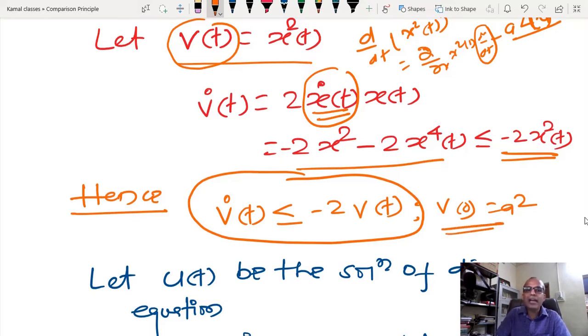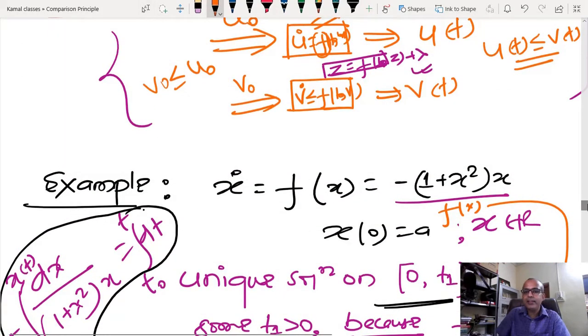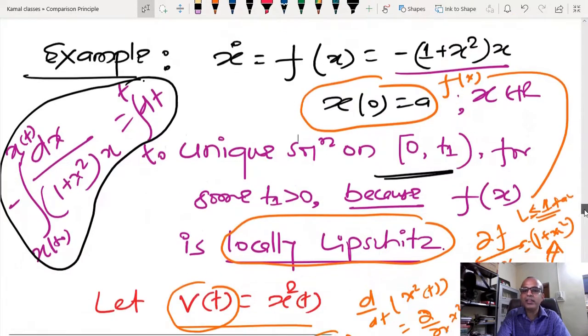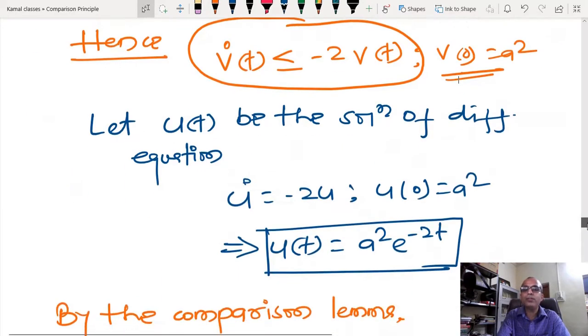Because I know that x(t0) equals a, the initial condition of this differential equation as given here. I have converted this differential equation into some other coordinate frame, that is V(t), where V(t) is x square. Due to that reason, V(0) is now a square. Now I have to solve this differential inequality, but I do not have any way to solve it directly. So first I have to convert this differential inequality into some kind of differential equation.